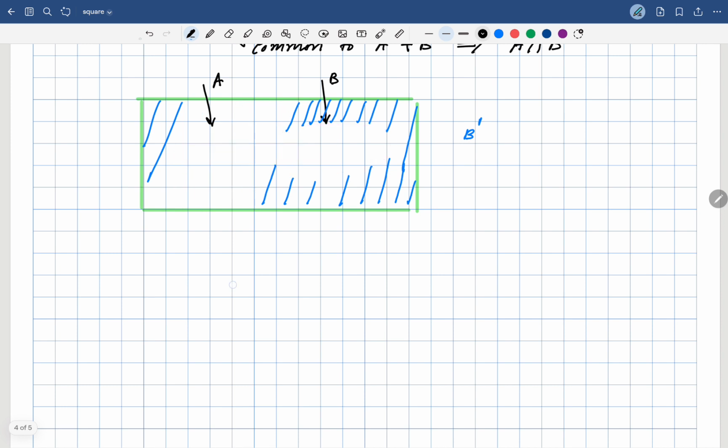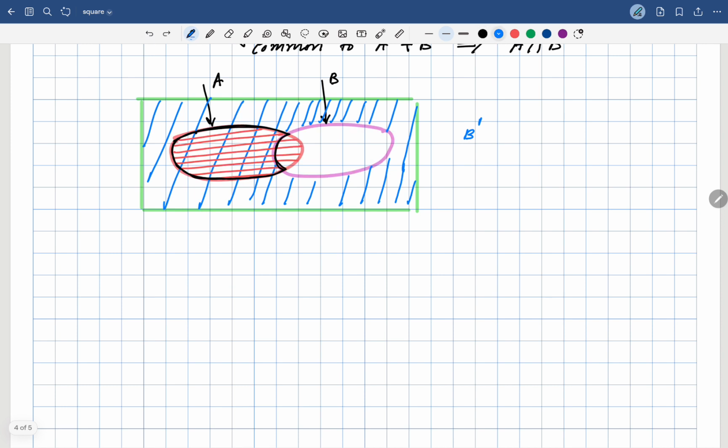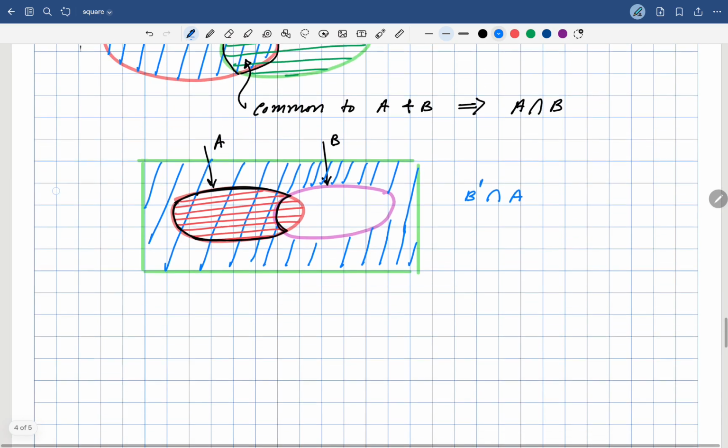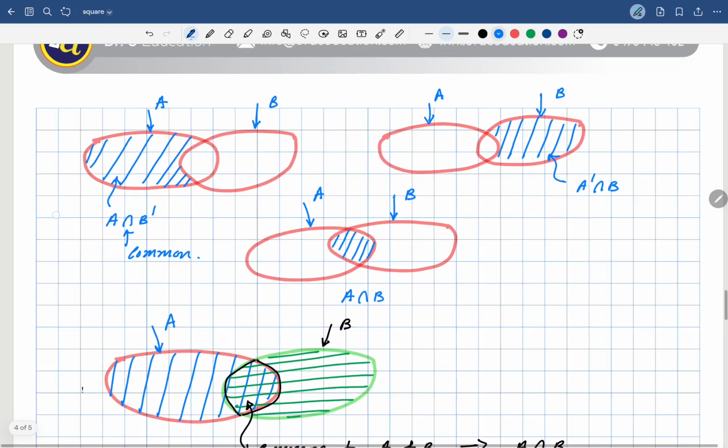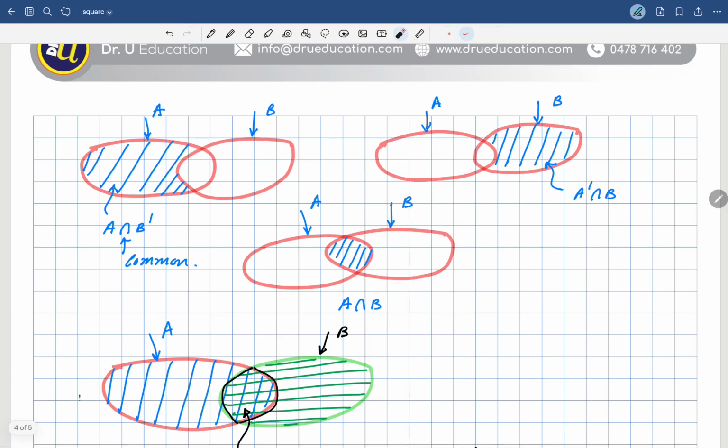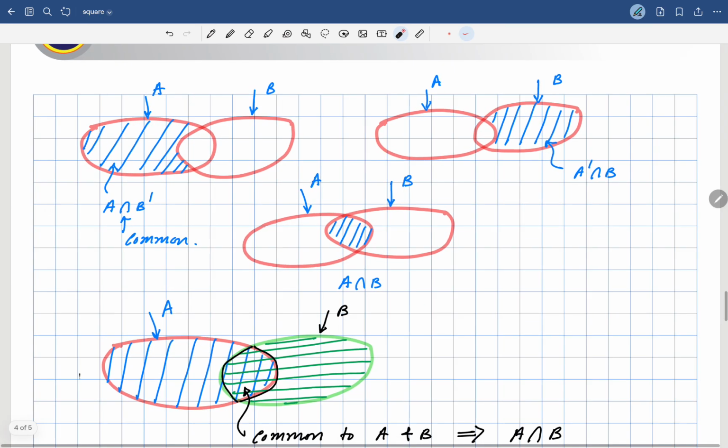So how do you find that one? That is B prime intersection A. Common means intersection. What we have shaded is A. So this is how you find that region. That is what I was showing you here. Similarly, you can understand how to get this one. This common part I already showed to you.